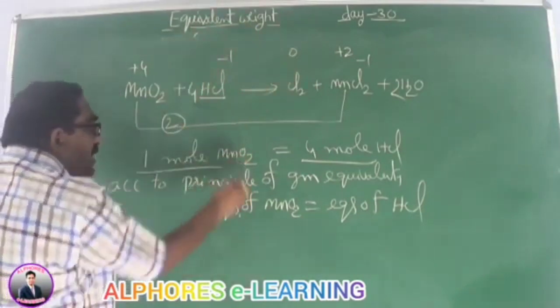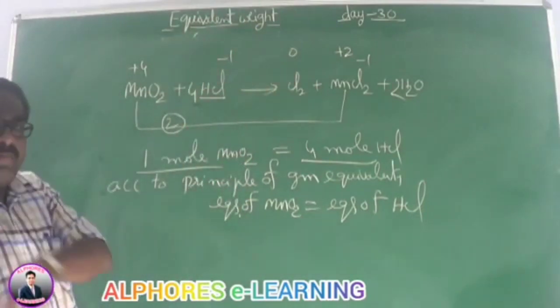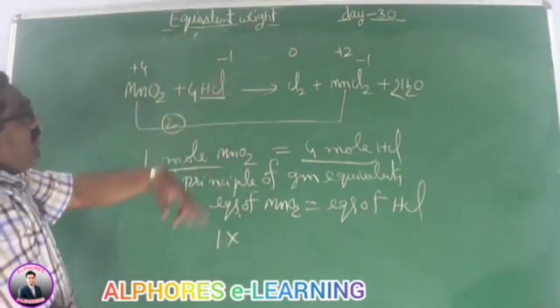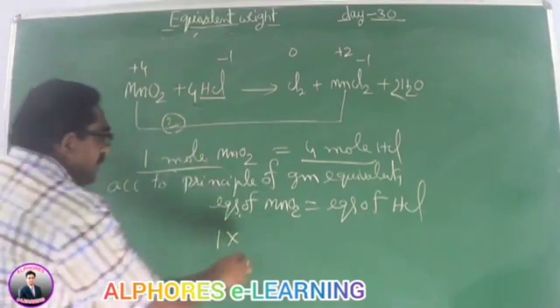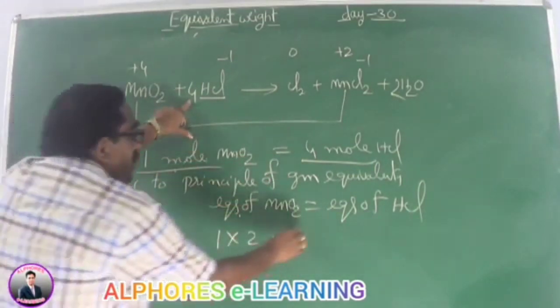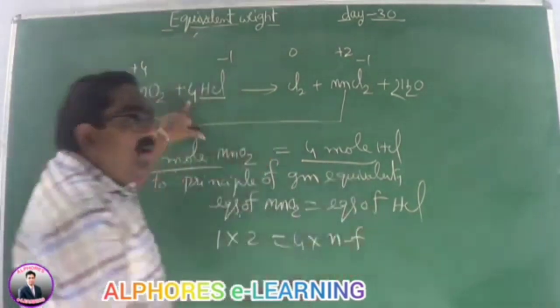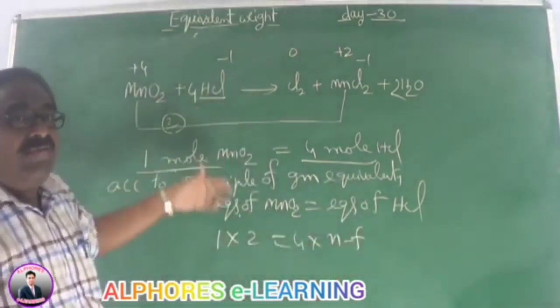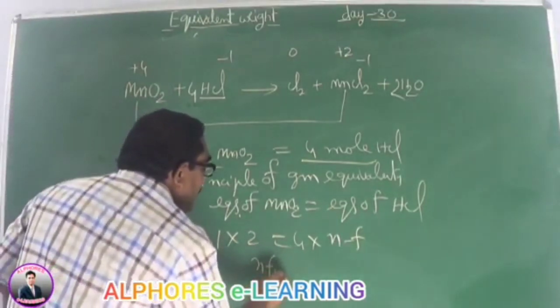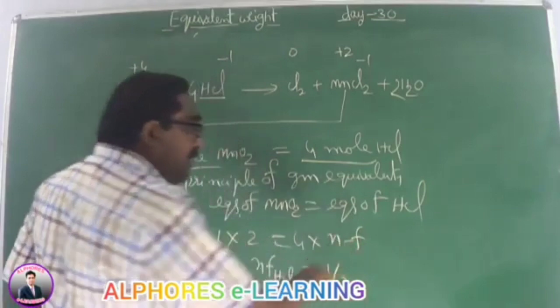Now, how do you get equivalence of manganese dioxide? Moles multiplied by n factor. How many moles are there? 1. 1 into n factor. For manganese dioxide it is 2. I have fixed here. 2 is equal to. How will you get equivalence? Moles 4 into n factor. That's what I cannot fix there. That's what I should find out now. Now n factor for HCl is equal to 1 by 2.